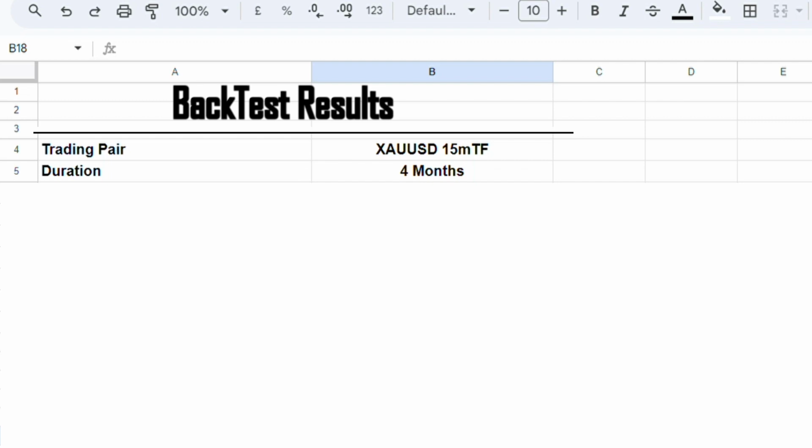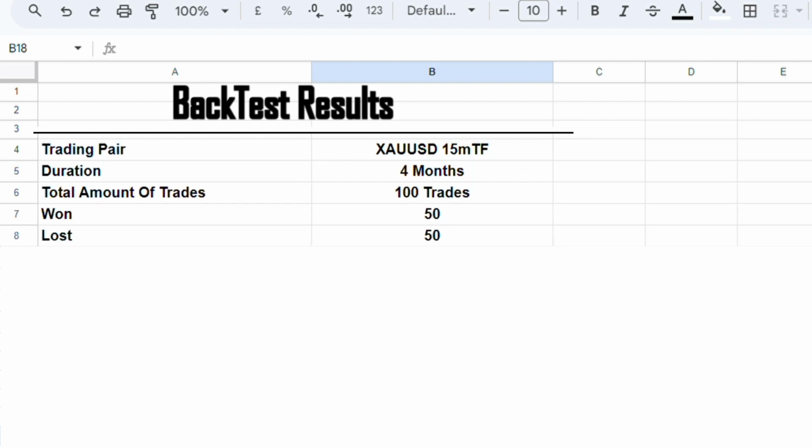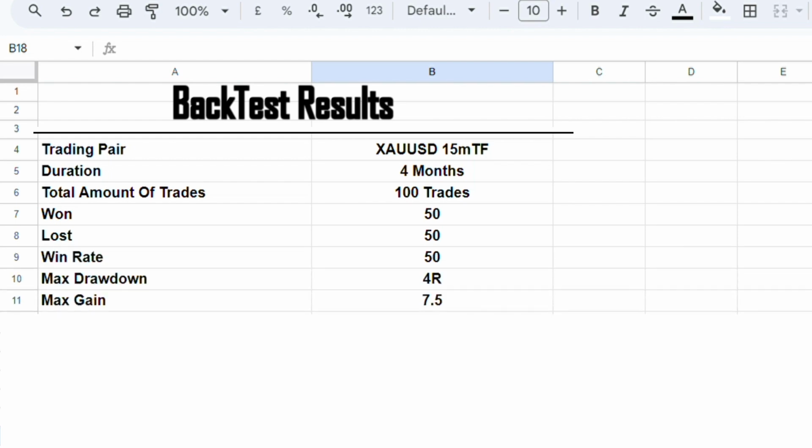Okay, so in 4 months we took 100 trades, 51 won and 50 lost, which resulted in a 50% win rate, a 4R max drawdown, and a max gain of 7.5R. And last but not least, we had a net profit of 25% in those 4 months. So the strategy checks out, it is profitable.